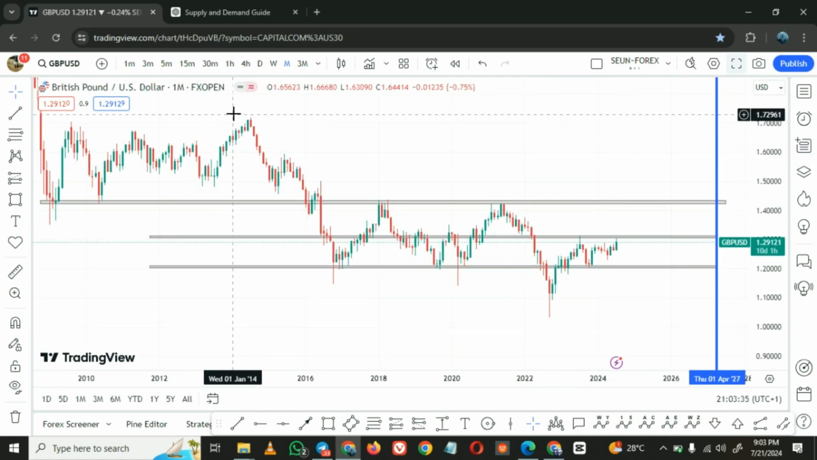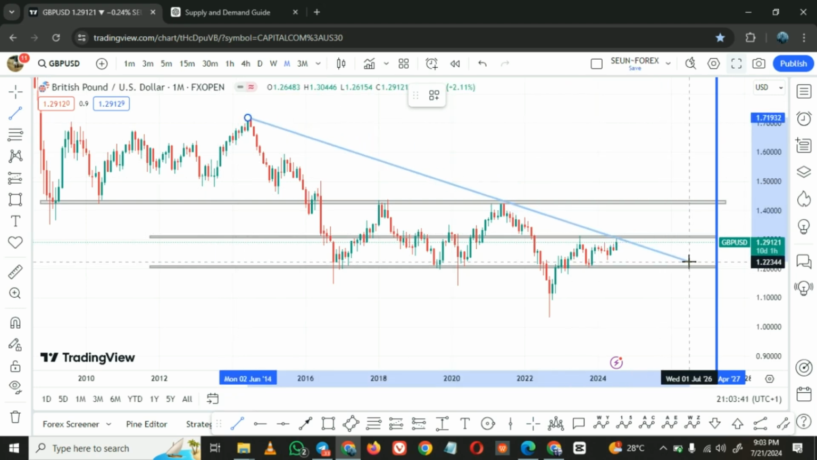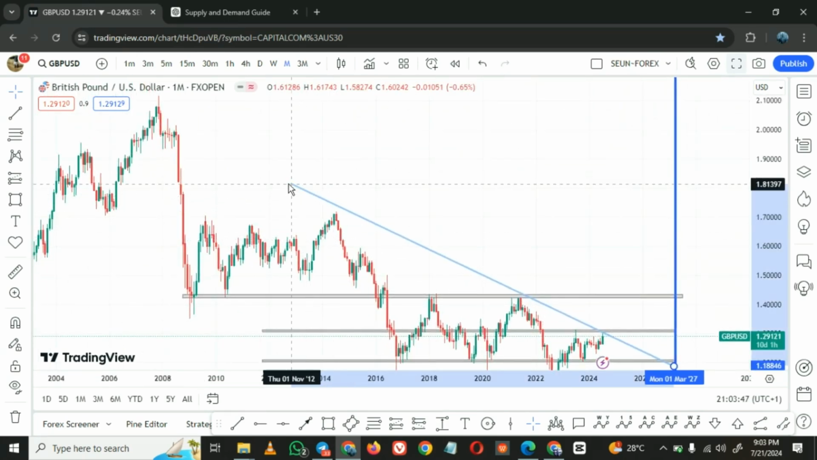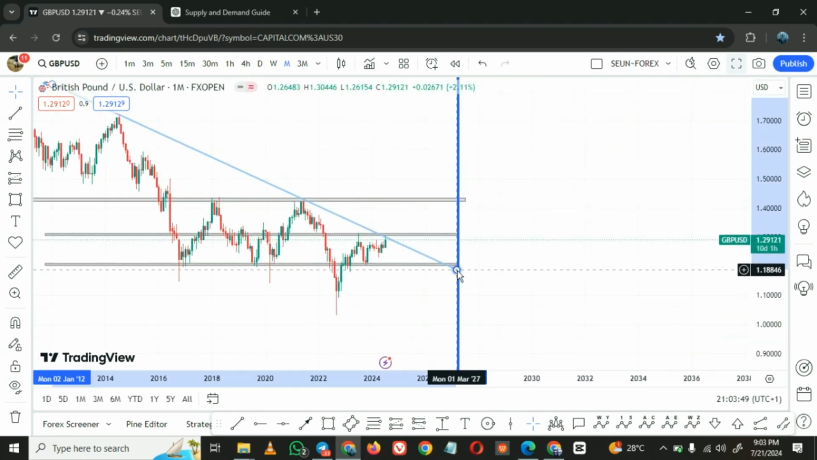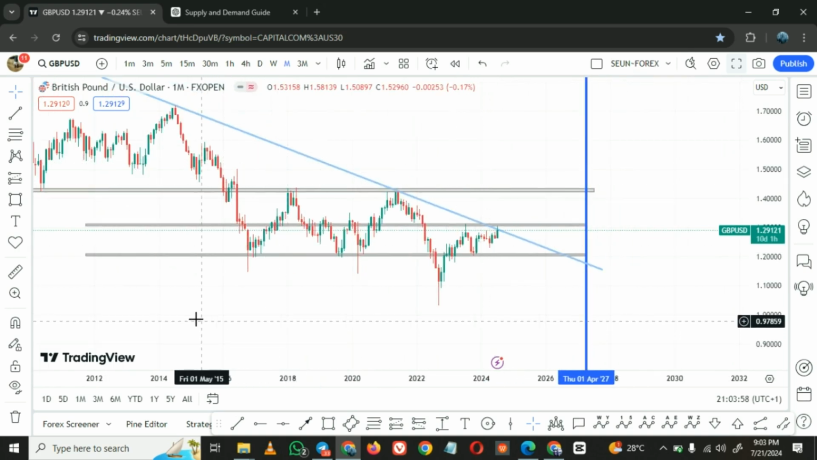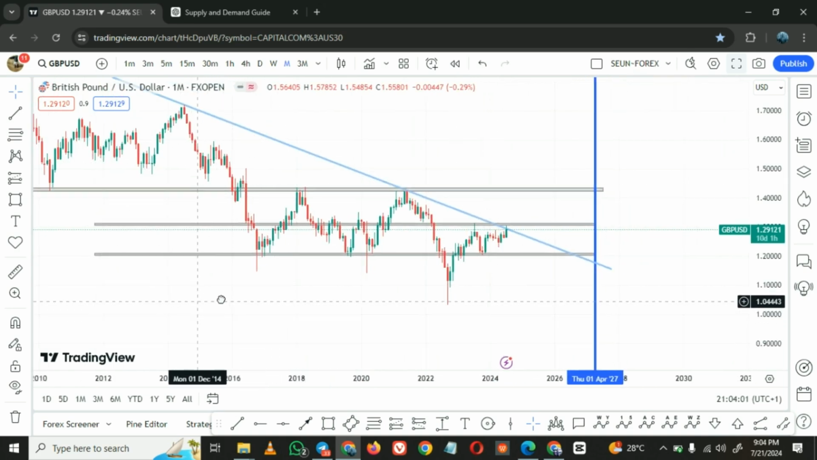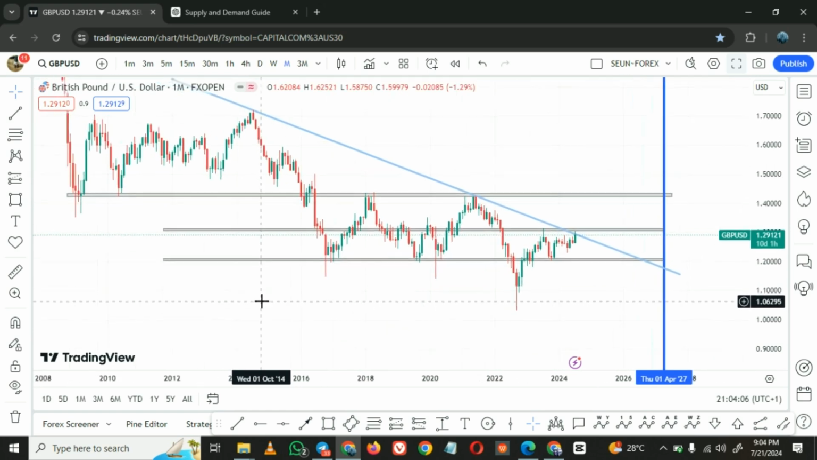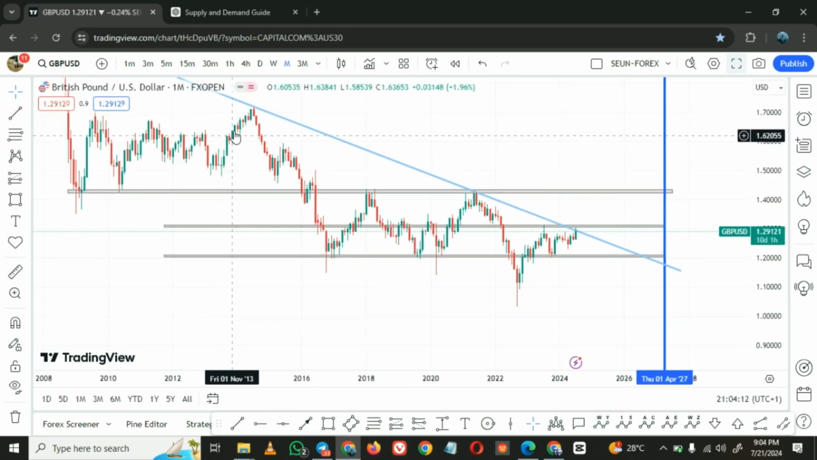So let's see through the trend line. Through this major trend line now, we can see that GBP USD has been in a sell zone since 2014. GBP USD has been selling since 2014.